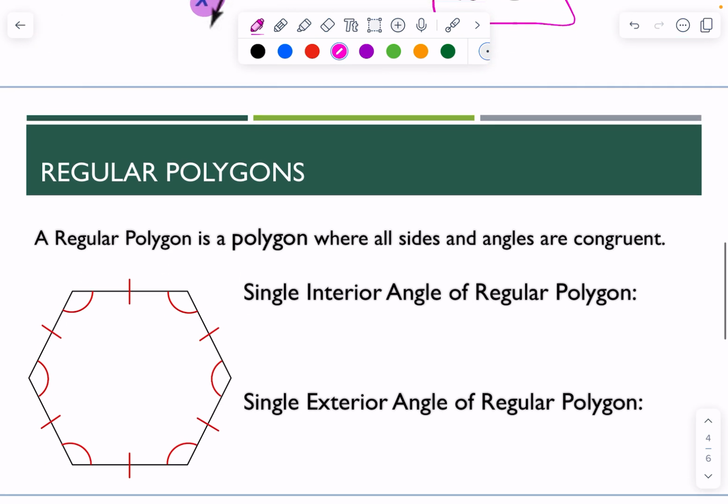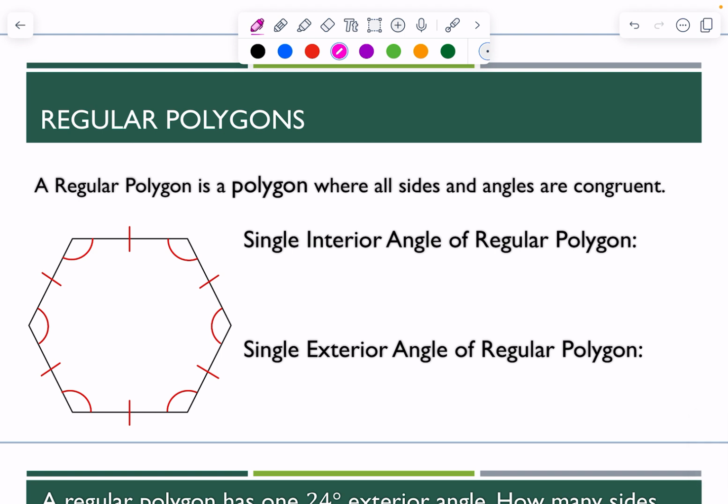Now, the next part that we need to know is about regular polygons. Regular is a key word here. When we see the word regular, what we're learning is that it is a polygon where all of the sides are congruent and all of the angles are congruent. So if you think, what would that look like? Well, a regular quadrilateral would be a square because all the sides are congruent and all the angles are 90 degrees. So that's what you're dealing with.